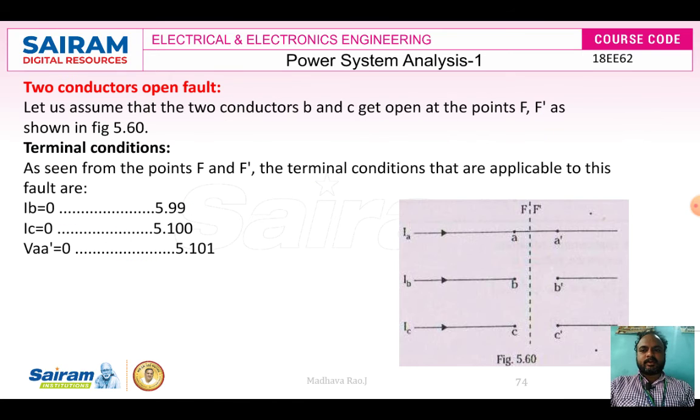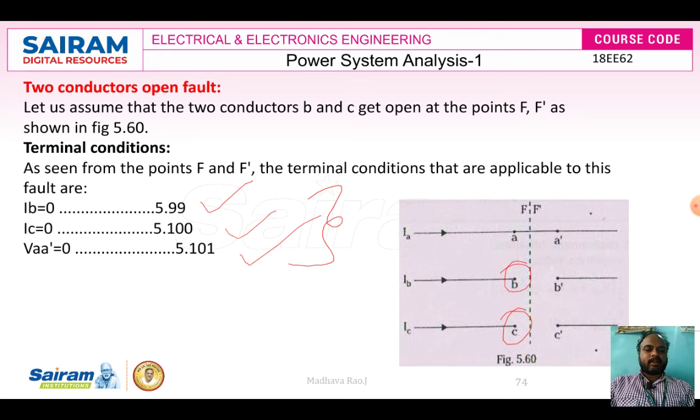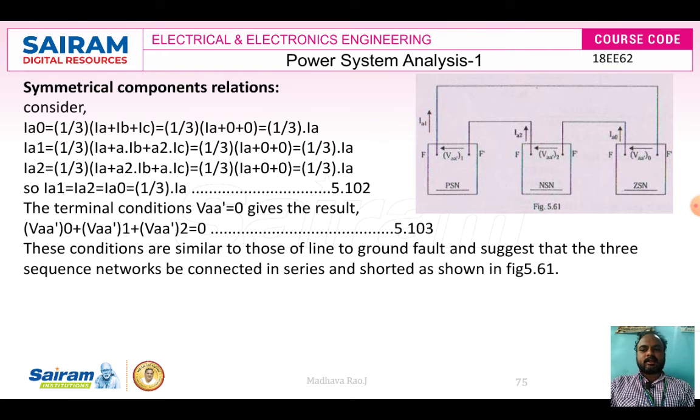Next we move to the two conductor open fault. Here two conductors are open: the B conductor and the C conductor. In this case, the currents flowing in B and C are equal to 0, and the voltage across the A conductor is equal to 0. Using these terminal conditions, we will find the symmetrical component voltages and currents.